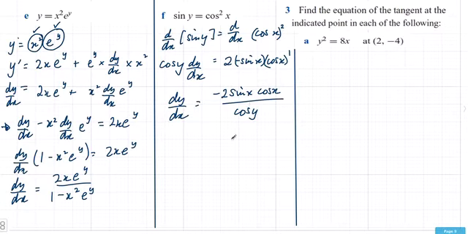Now you might like to change this into the double angle formula. 2 sine x cos x is the same as sine of 2x. So you might see it written like that, or you could just leave it there, it's totally fine.